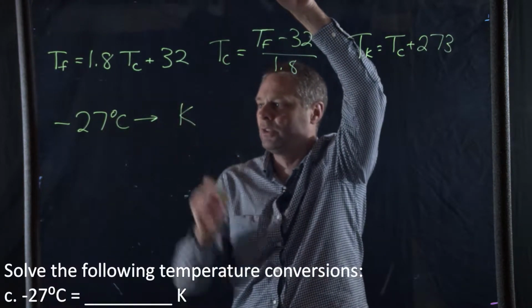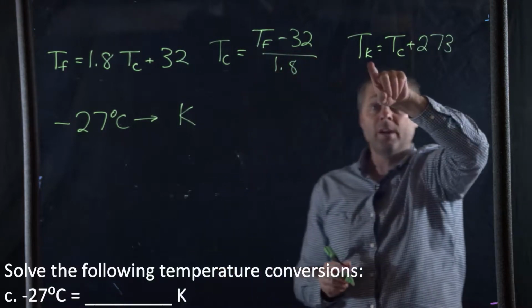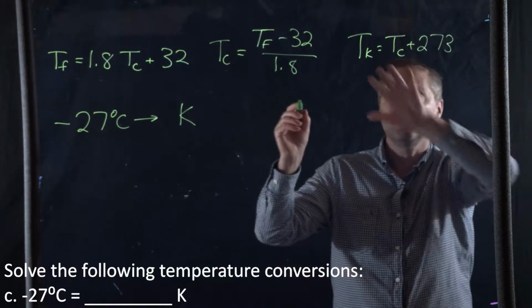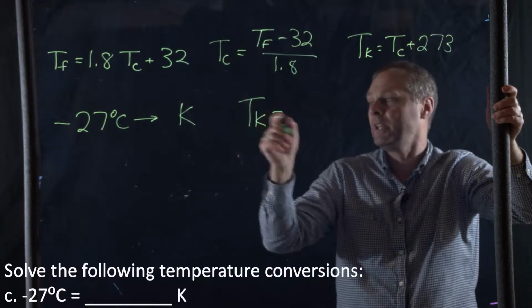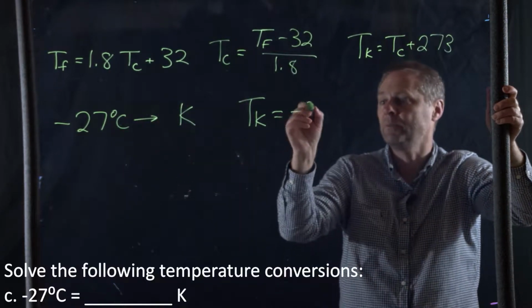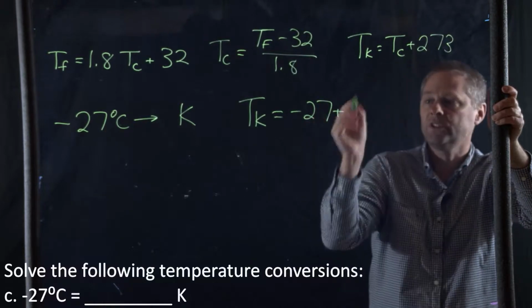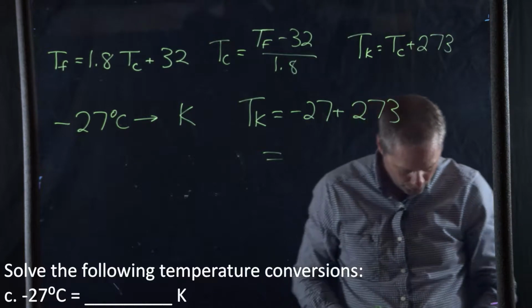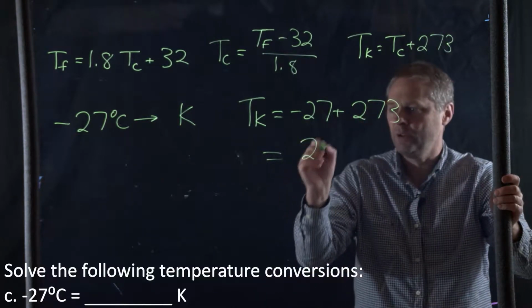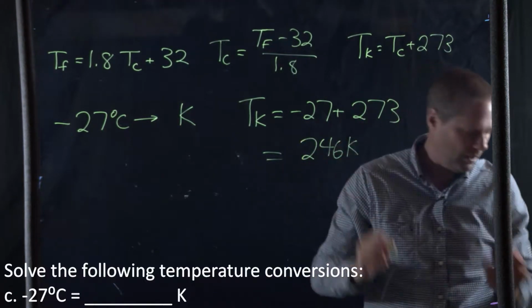All right, the next one is going to be minus 27 degrees Celsius, and we want to convert that into Kelvin. For that, we're going to be using this equation right here. So the temperature in Kelvin is going to be equal to the temperature in degrees Celsius, so that's minus 27 plus 273. We go through and do that arithmetic, and that's going to be 246 Kelvin.